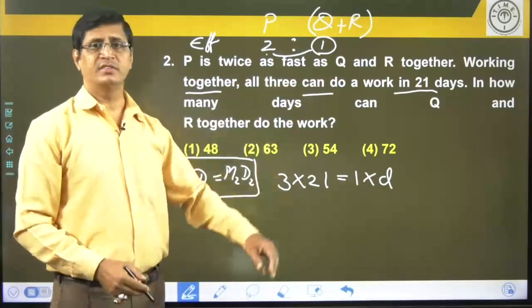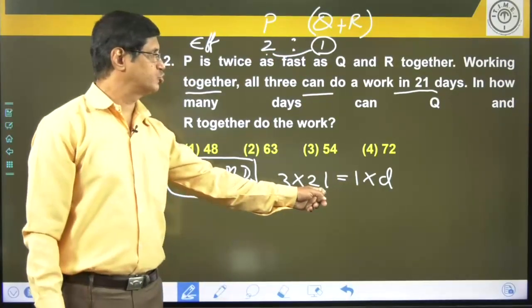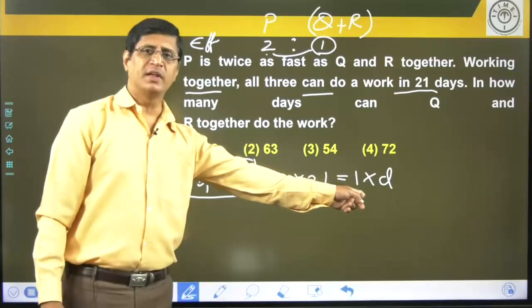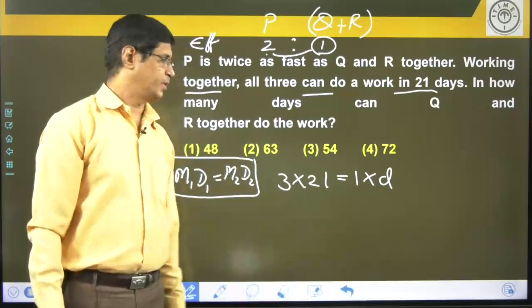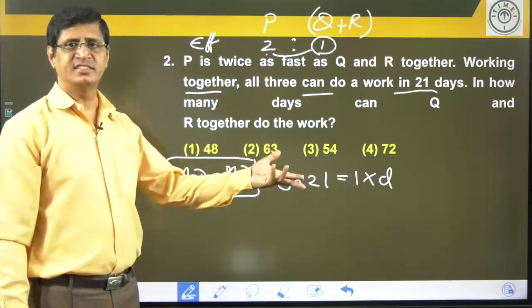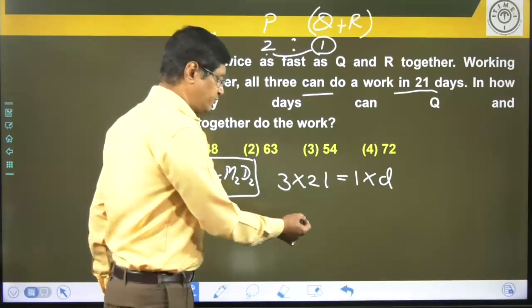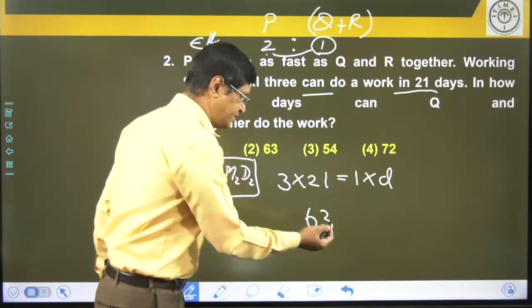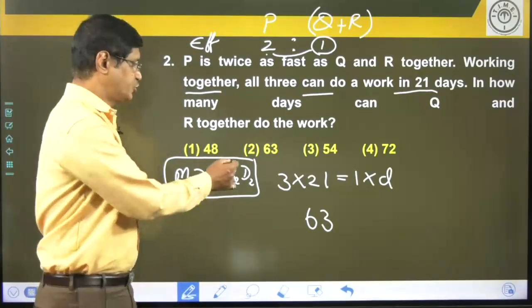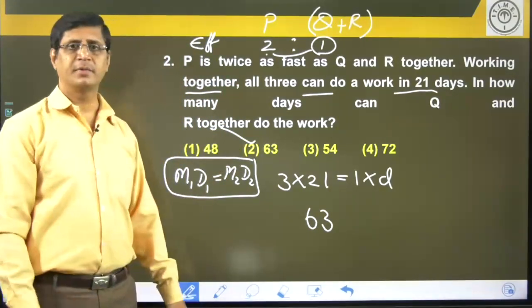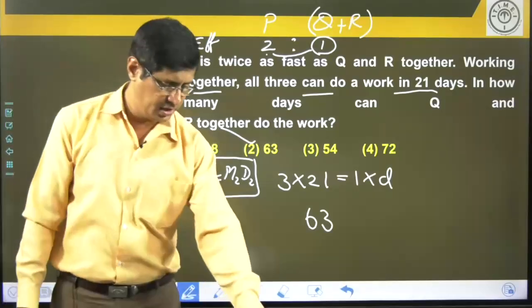Together 2 plus 1, 3, they can complete in how many days? 21 days. And Q plus R, that is 1, is equal to how many days? When the number of men decreases, days will increase. Now, based on the efficiency, simplify and you will get the answer 63. So what is the right choice? Option number 2. The second choice is the right answer.